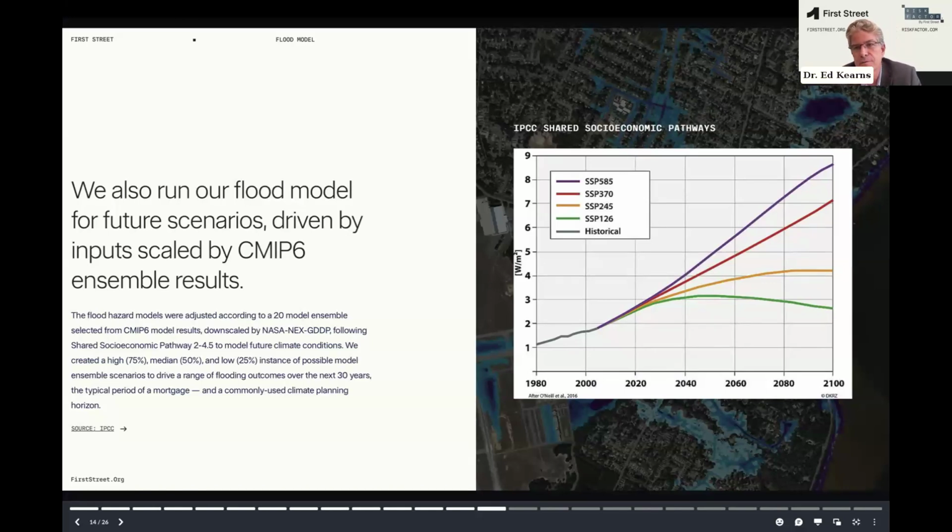And these projections are for stronger hurricanes or heavier rainfall or heavier stream flows. And we build those into the flood model. Then we run the flood model again under different climate scenarios.